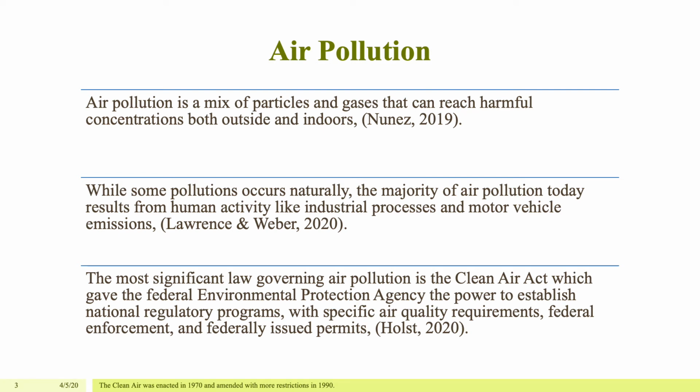Air pollution is a mix of particles and gases that can reach harmful concentrations both outside and indoors. While some pollution occurs naturally, the majority of air pollution today results from human activity like industrial processes and motor vehicle emissions. The most significant law governing air pollution is the Clean Air Act. The Clean Air Act gave the EPA the power to establish national regulatory programs with specific air quality requirements, federal enforcement, and federally issued permits.